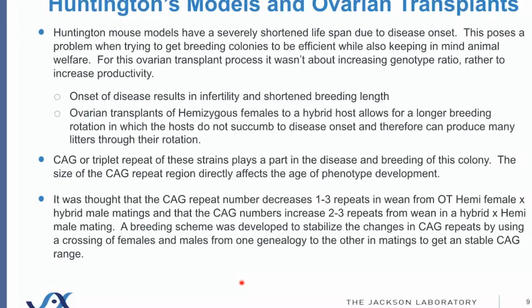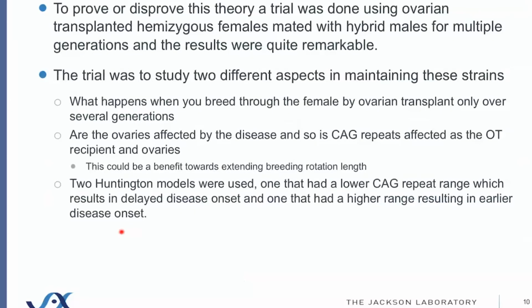So Jax developed a breeding scheme which utilized wean from both matings to try to get a stable CAG range amongst all of the offspring. To prove or disprove this theory, a trial was done using ovarian transplant hemizygous females mated with hybrid males for multiple generations, and the results were quite remarkable.